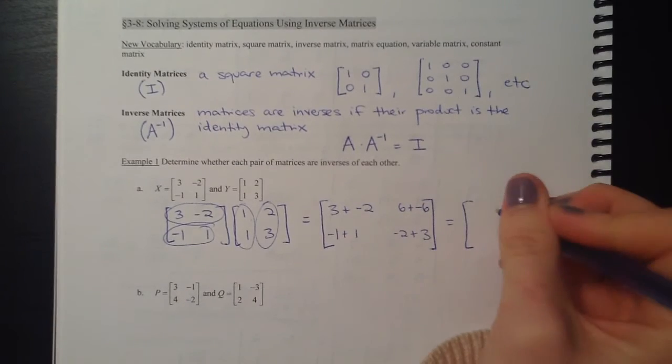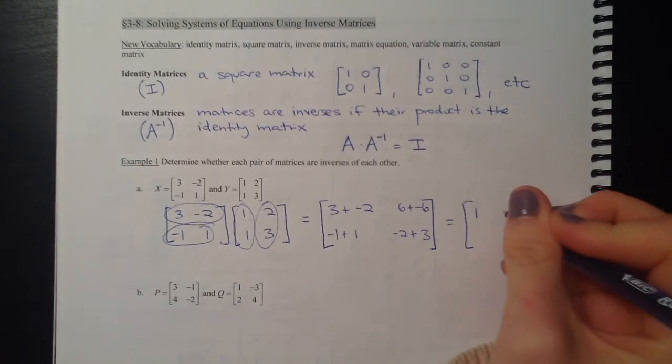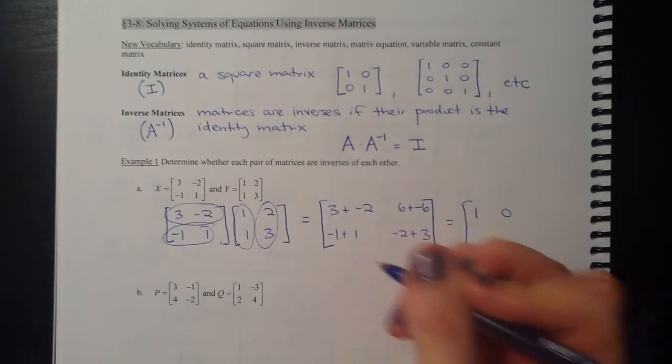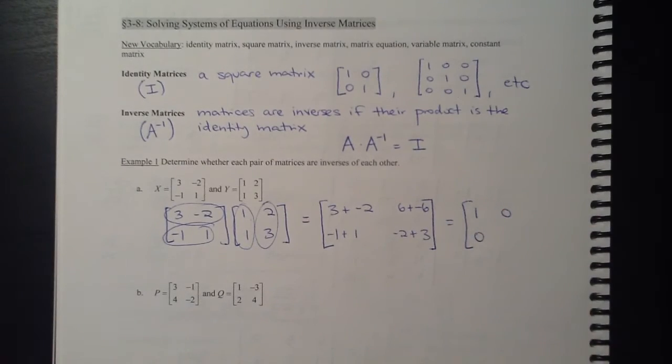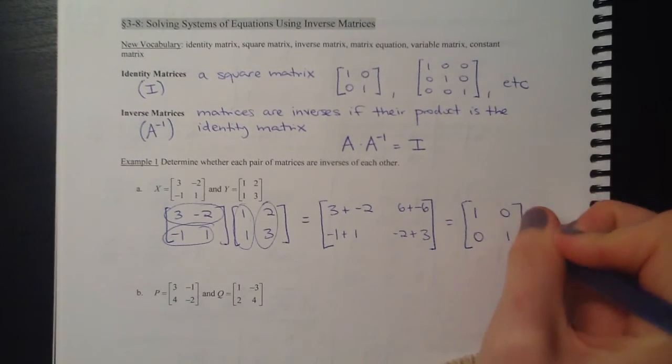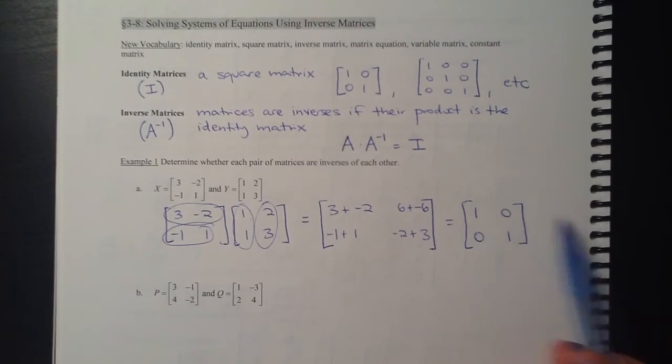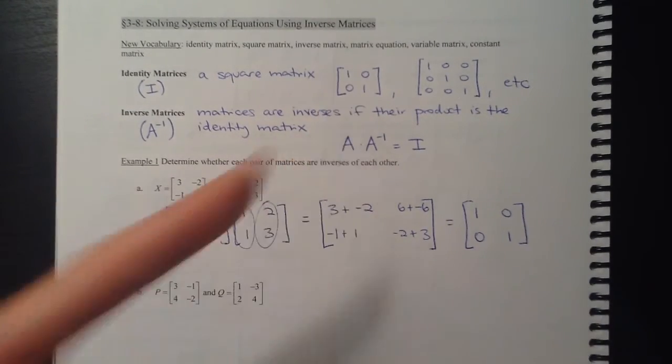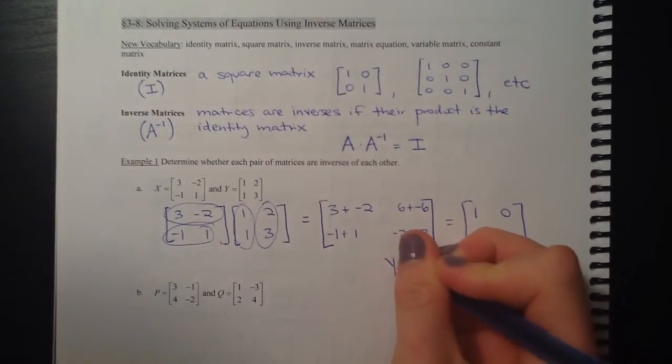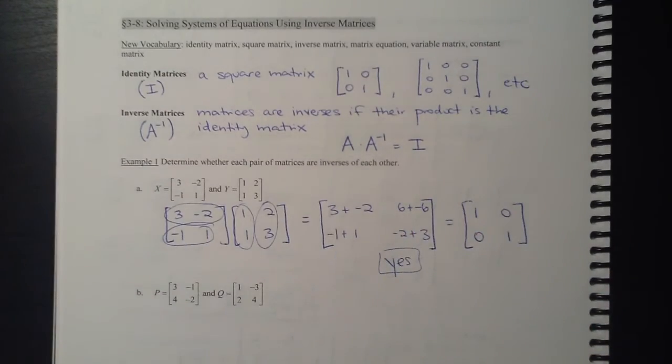So combine these all up. In the first spot, we have 3 and -2, that's 1. 6 and -6 is 0. -1 and 1 is 0. And -2 and 3 is 1. See how I multiplied them together and I ended up with the identity matrix, which we have right here. And so that means, yes, they are inverses of each other.